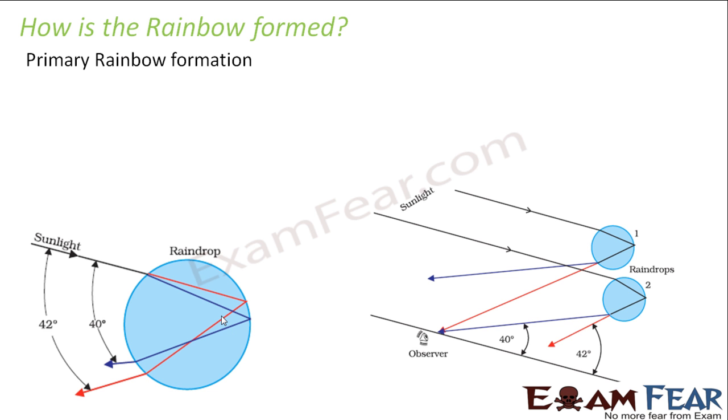Let us first look at the primary rainbow formation. How is a primary rainbow formed? It is a stepwise process. Generally, as I mentioned, a rainbow is formed after a rain. When there is a rainfall which has taken place, that means there will be some raindrops already present in the atmosphere, some water droplets will be present. And I also mentioned that it is formed only when some part of the sky is sunny. That means sunlight is present.